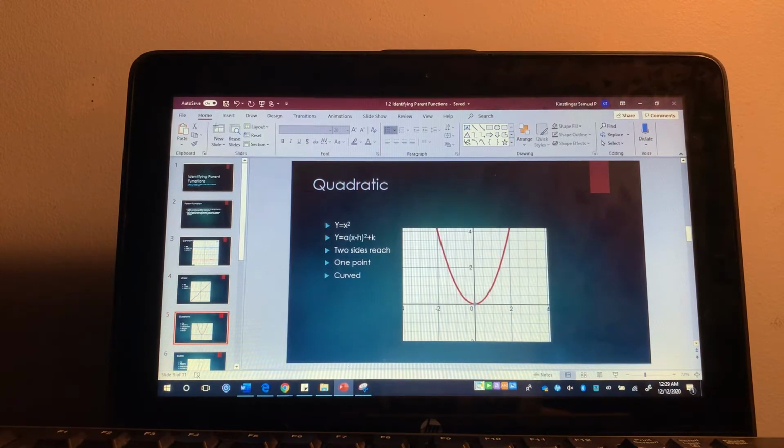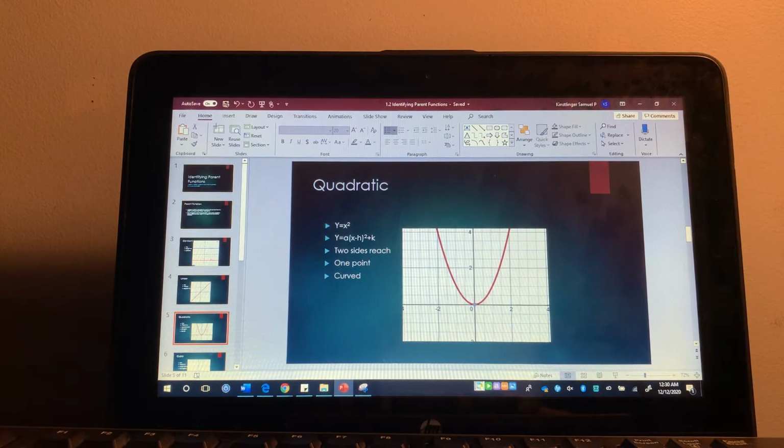Here we have quadratic, which is y equals x squared, or y equals a times the quantity x minus h squared plus k. This just means that you multiply x, subtract from it, and add to it, all to modify your function. To identify it, it's two sides reaching one point, and they are a reflection across a vertical line. If you have a vertical line going through that point, you can reflect both sides off of the vertical line and you will get the same function.